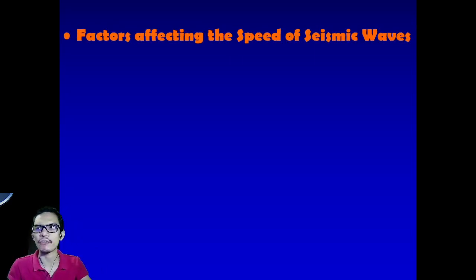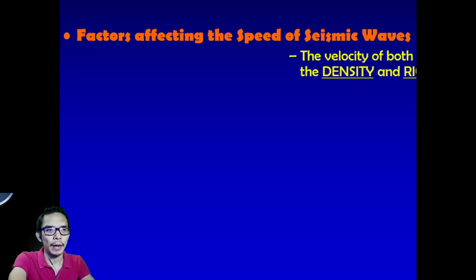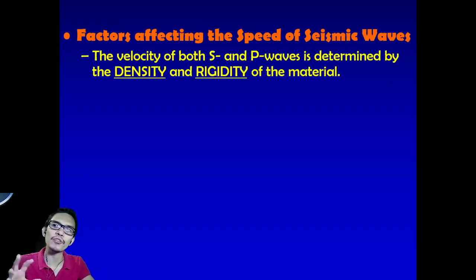Now, what are the factors that affect the speed of seismic waves? There are four or five of them. Let's discuss first these two factors. The first one is density and rigidity. The density of the material affects the velocity of the P and S waves, and also the compactness of the material, or the rigidity.